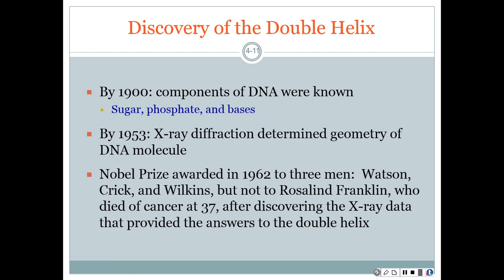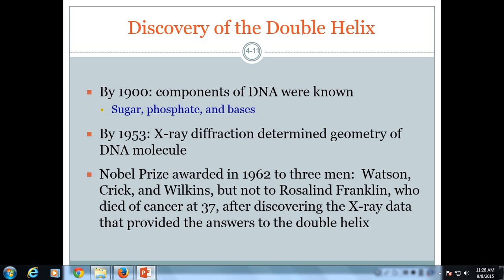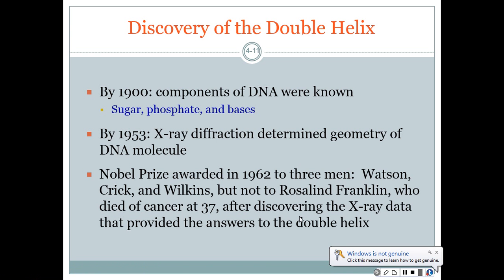Now, unfortunately, Dr. Franklin was not honored, like I mentioned earlier, and she died at the age of 37. They're saying it had to be due to utilizing the X-ray diffraction machine that she was using to get these pictures.